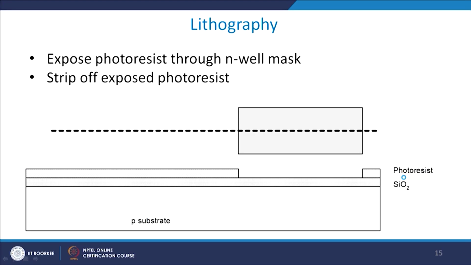So, let me go to the lithography. You need to expose the photoresist through an N-well mask, and then strip off the exposed photoresist. Once you do that, you are stripping off all the other things. So, this is basically the photoresist which you have laid onto this, and as a result you strip out the photoresist from this directly.